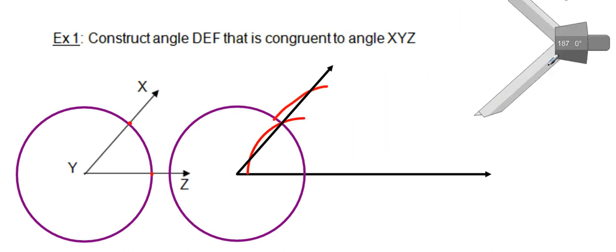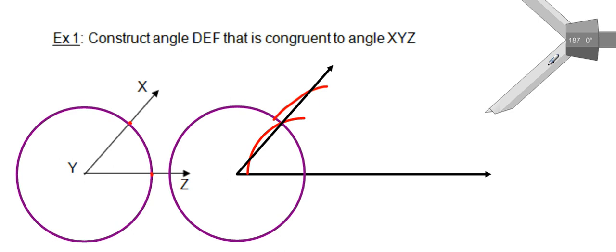The last thing I need to do once I get rid of my compass is label the angle as I was asked to label. It says construct an angle DEF. So I want to go label this DEF.